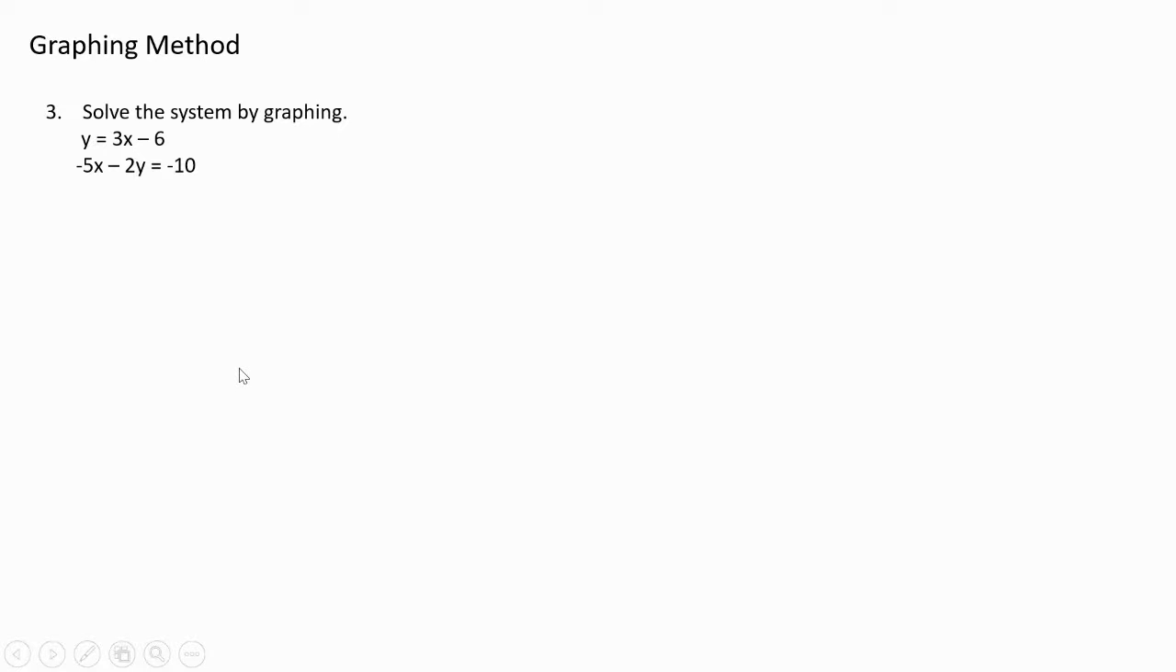Okay, I'm going to solve number 3, solve it by graphing. I'm going to graph this very same problem. I'm going to solve it in 3 different ways: by graphing, by substitution, and by the elimination method. We are going to get the same answer, okay? But there's different ways to actually get the answer.